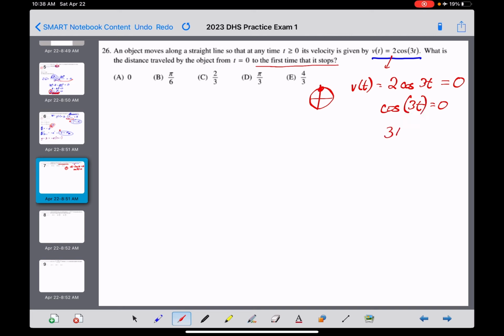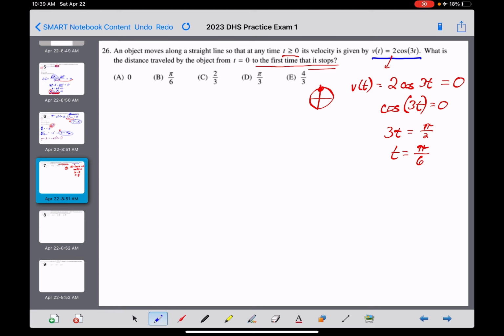That means that the angle 3t would have to equal pi over 2. And when we divide out that 3 on both sides, we're going to get t equals pi over 6 for the first time at which this object stops moving. Of course, there's an infinite number of answers to that question right there, but this is the first time after t equals 0 that this object stops. So now it becomes a distance traveled problem.